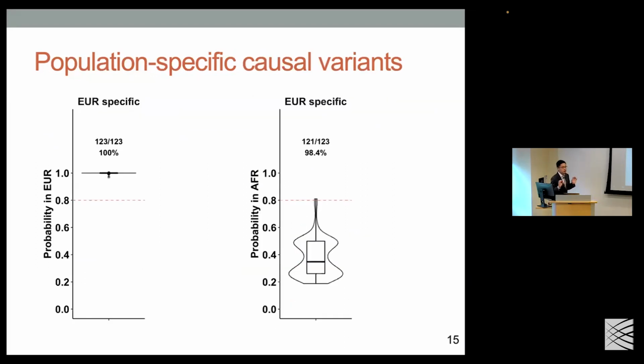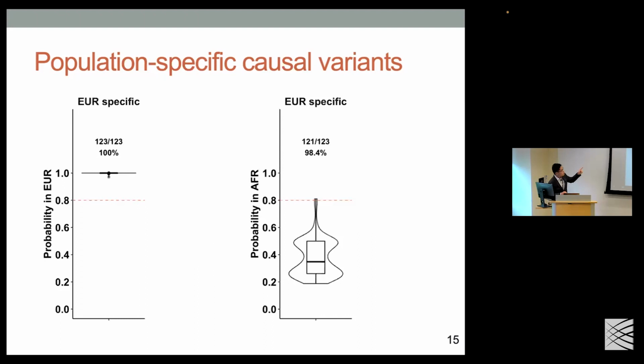We use simulation to test the performance of this post hoc probability. In this scenario, we use 50,000 European data plus 50,000 African null data, which means the causal variant should be European-specific. The left panel shows the probability in European. It should be higher, right? And in African it should be lower. We use 0.8 as our threshold. If it is above 0.8, we say the variant manifests as causal in this population. If not, we say it is not causal.